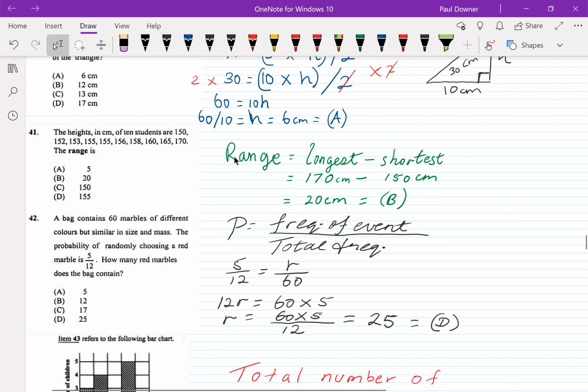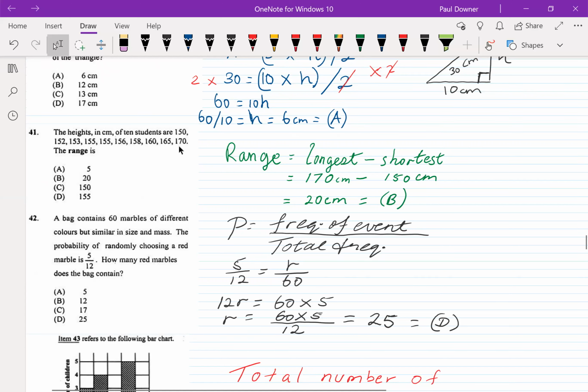Well, you have to know what the range is. The range is the longest minus the shortest. The tallest person's height minus the shortest person's height, that will be the range they're looking for. So the longest or the tallest person, in this case, was 170 centimeters.